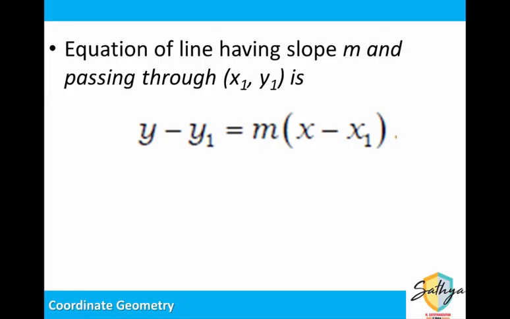Now, supposing you are given just one coordinate, but you know the slope of the line, then the equation of the line with slope m and which is passing through (x1, y1) is y - y1 = m(x - x1). This is the equation of a line with slope m which passes through the point (x1, y1).